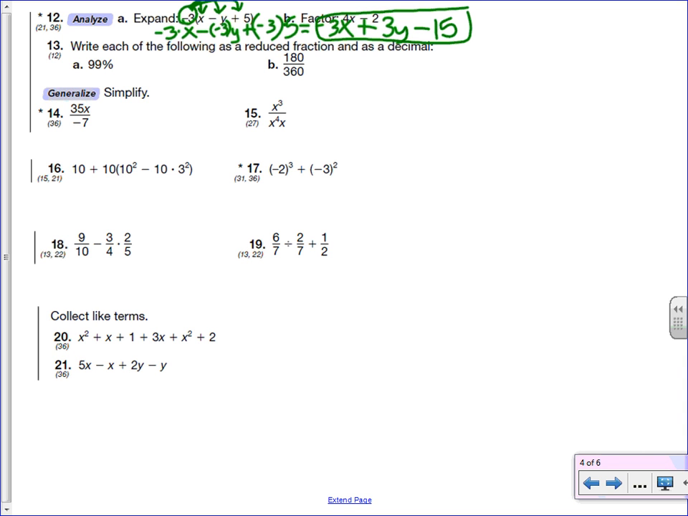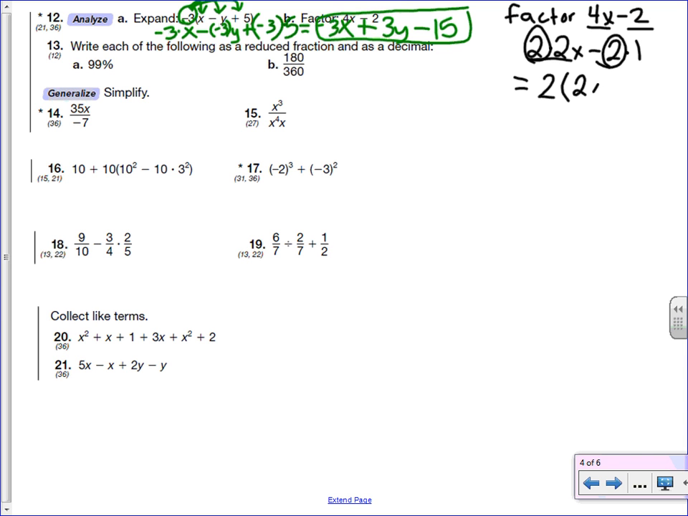So there's that one. And I kind of wrote over here, but we want to factor 4x minus 2. And what that means is we're looking at these two terms and what do they have in common? Well, they're both multiples of 2. So I can say that 4x is actually 2 times 2x, because 2 times 2 would give me 4. And then 2 I can say is 2 times 1. So these 2's go outside the parentheses, and I'm left with 2x minus 1 inside the parentheses.